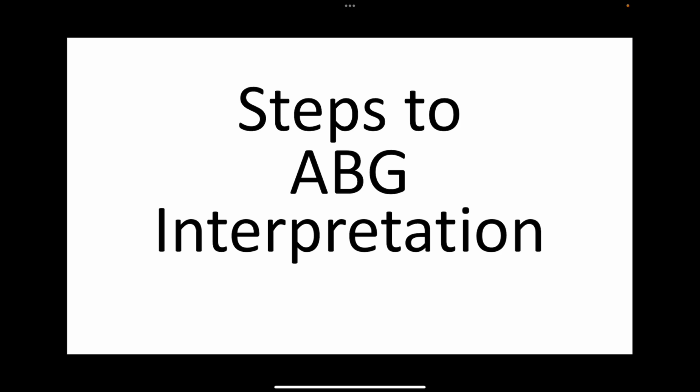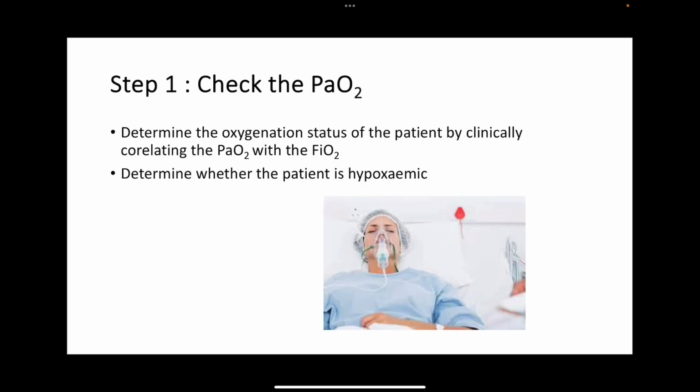Now let us come to the actual steps of ABG interpretation. Step number 1, as we discussed, check the PaO2. Determine the oxygenation status of the patient by clinically correlating the PaO2 with the FiO2 and determine whether the patient is hypoxemic.